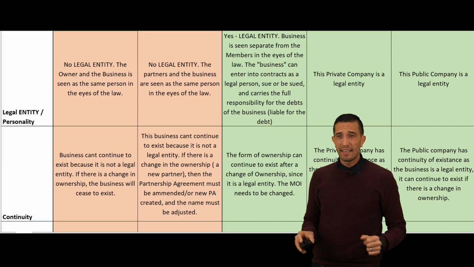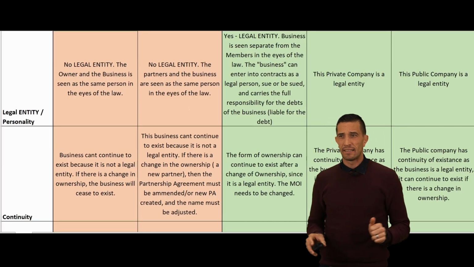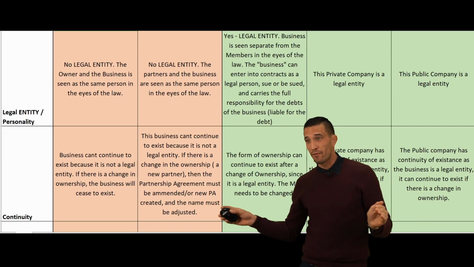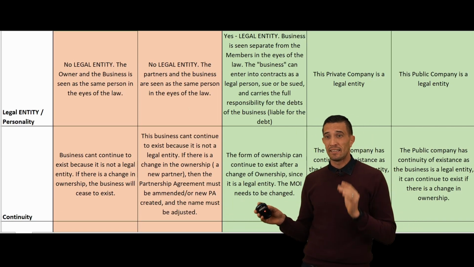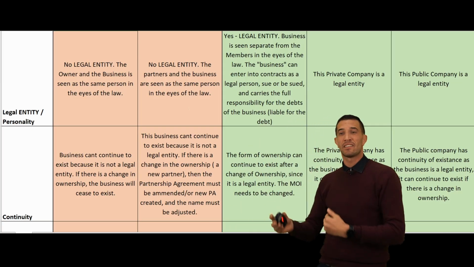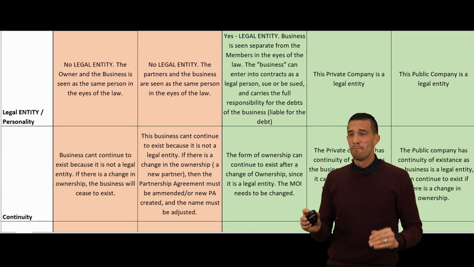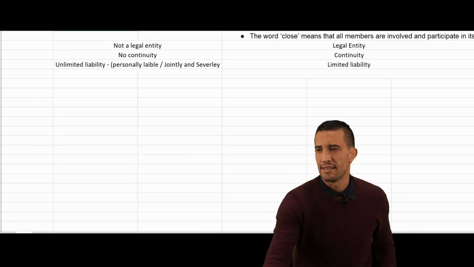When we talk about legal entity, here's the big difference. Sole trader and partnership is not a legal entity, whereas a CC to a private and a public company is a legal entity. That makes it that they can continue to exist when there's a change of ownership. With a sole trader and partnership, they will cease to exist the moment it ends.